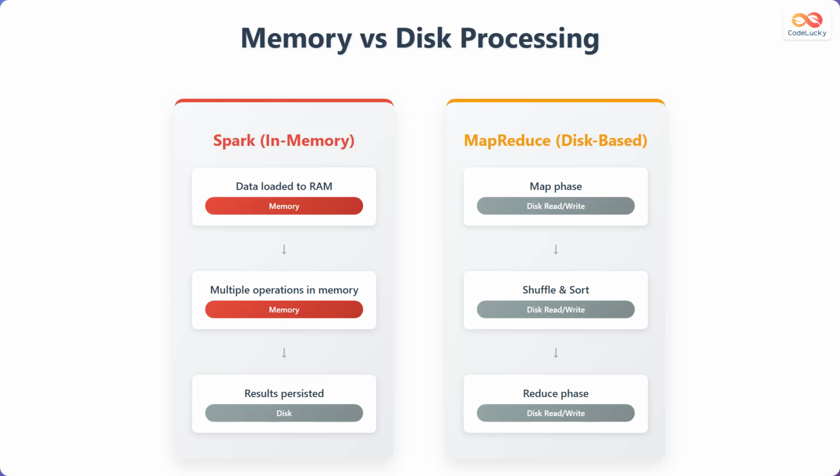Here is a comparison of the processing flow for Spark, which uses in-memory processing, and Hadoop MapReduce, which uses disk-based processing. For Spark, data is first loaded to RAM. Then, multiple operations happen in memory, and after that the results are persisted to disk. Hadoop MapReduce does not have the concept of memory persistence. It has a map phase where it reads and writes to disk, then there is shuffle and sort again with disk input-output, and finally a reduce phase with disk input-output.